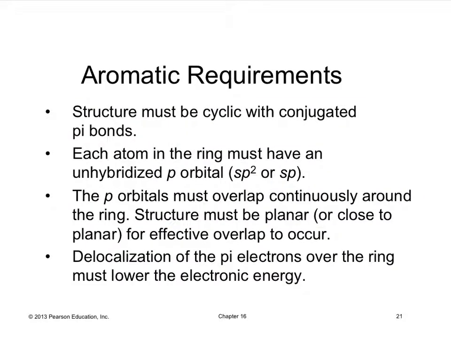So there are certain requirements for a structure to be aromatic. The structure must be cyclic with conjugated pi bonds. Each atom in the ring must have an unhybridized p orbital, so sp2 or sp. The p orbitals must overlap continuously around the ring, and the structure must be planar or close to planar for effective overlap to occur. Delocalization of the pi electrons over the ring must lower the electronic energy.